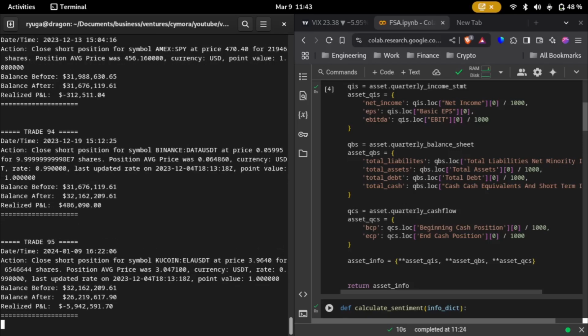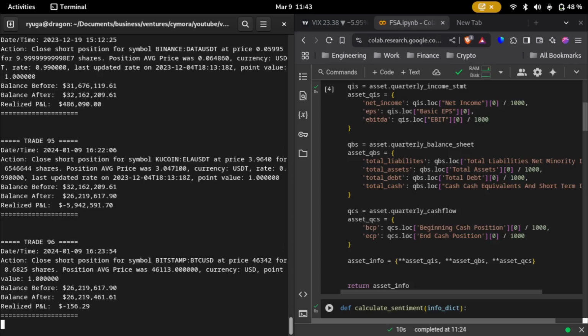I started to lose money on the S&P 500. I was short too early. As you can see, this is the beginning of 2024 around these trades here. And I was short the S&P 500 around that time.